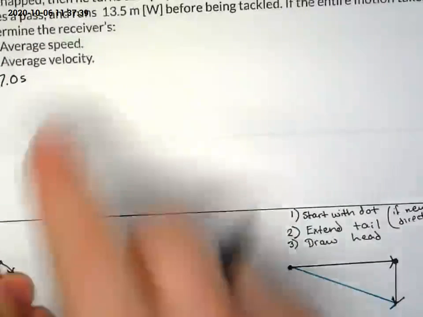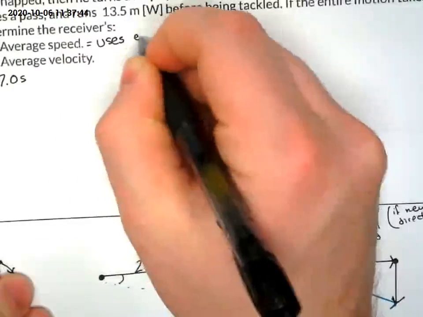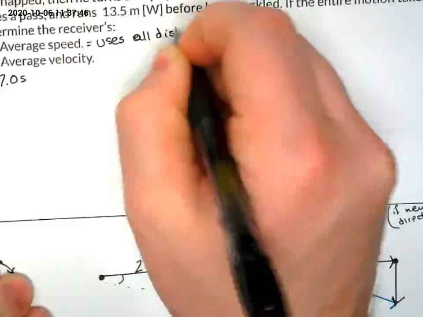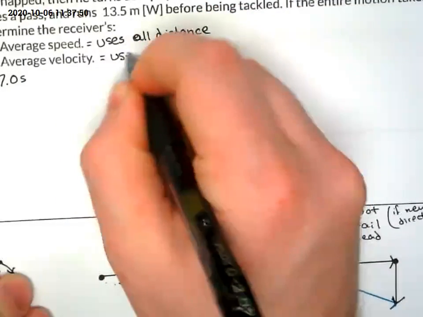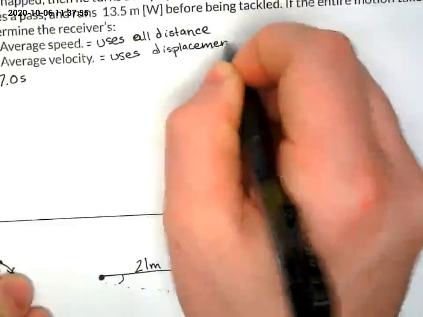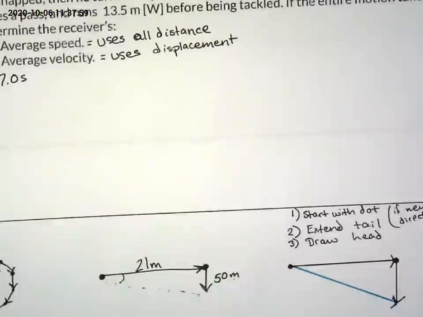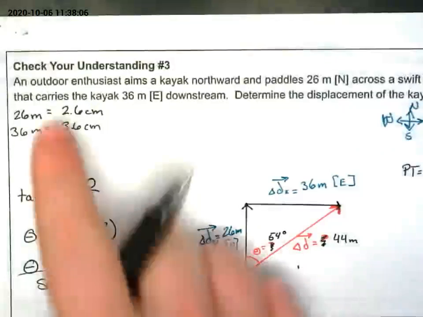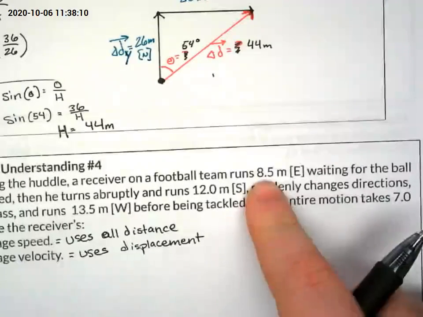The only difference is that speed uses all distance, so this one's fairly simple. Velocity, however, uses displacement. And I'm going to show you how drawing this to scale can, again, help you tremendously in answering these questions. So let's now draw this, and we're going to do the same thing as up here for the most part. This is going to be trickier.